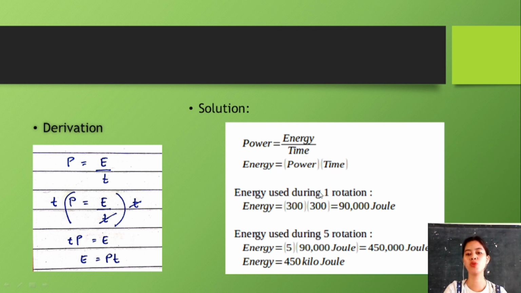So energy used during one rotation: our energy is 300 times 300, which is equal to 90,000 joule. Energy used during 5 rotations: just multiply 90,000 joule by 5. So the answer is 450,000 joule. So the energy is equal to 450 kilojoule, or 4.5 times 10 to the power of 5 joule.